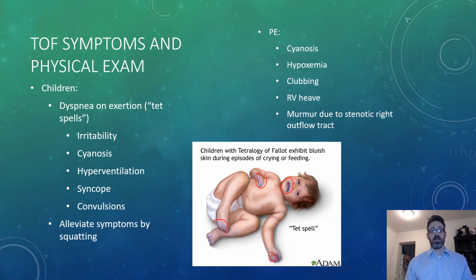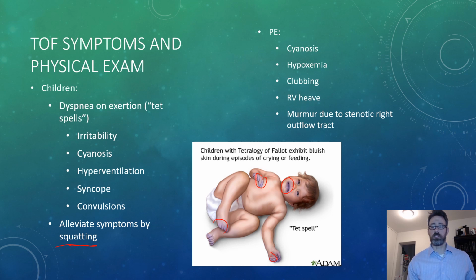Now, usually with these tet spells, when they start to feel irritable or cyanotic and they hyperventilate, they may alleviate those symptoms by squatting. So when you see a very young infant, or let's say a 1 or 2-year-old, running around, stopping, getting very irritable, and squatting, this could be a sign of something like Tetralogy of Fallot.